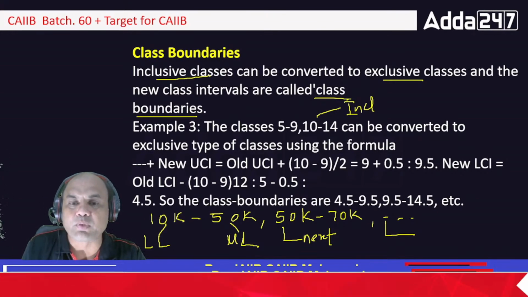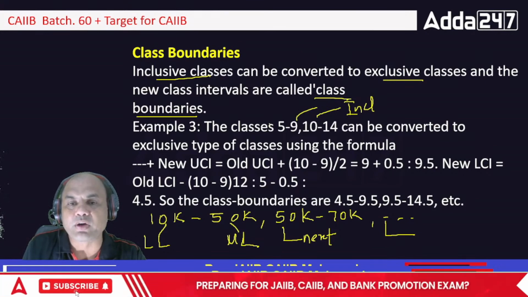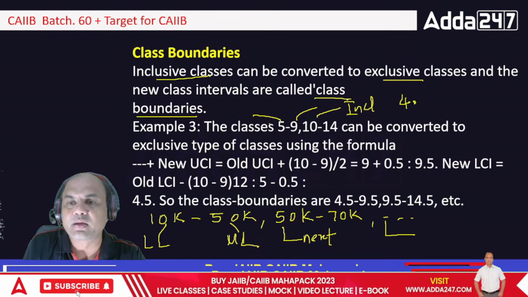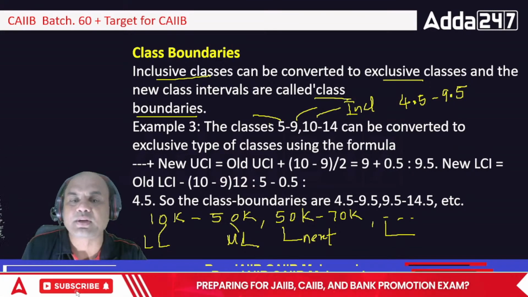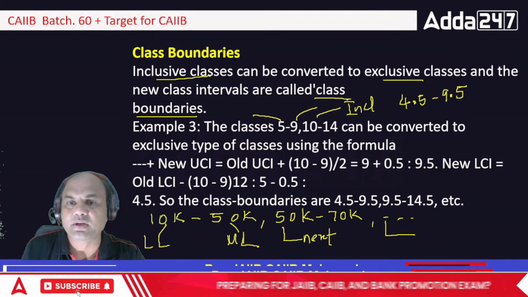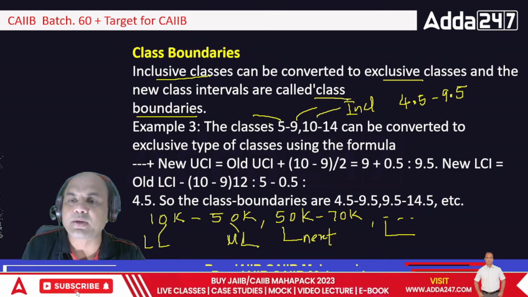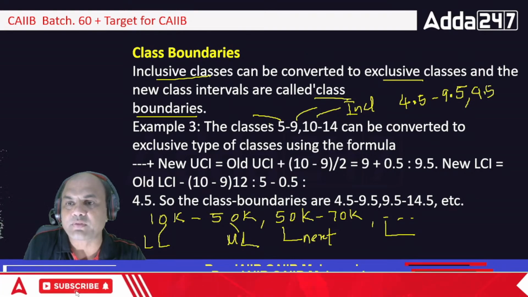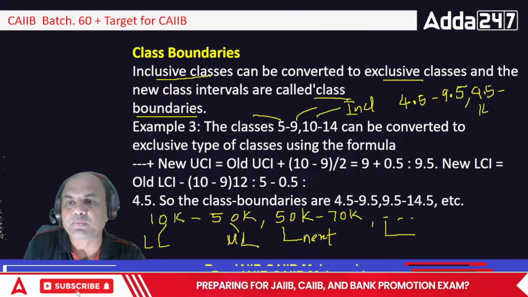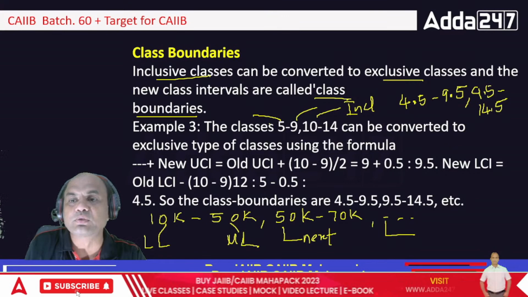I'll take 0.5 on this side and 0.5 on this side. So it becomes 4.5, right? And the second one becomes 9.5, isn't it? So this is known as the exclusive type. Similarly, this 10 to 14 becomes 9.5 and 14.5. So this becomes exclusive.